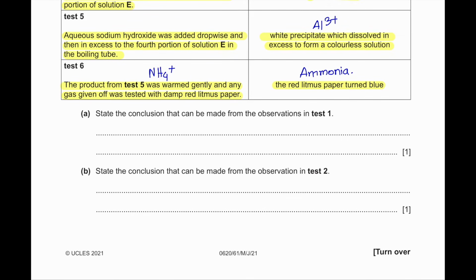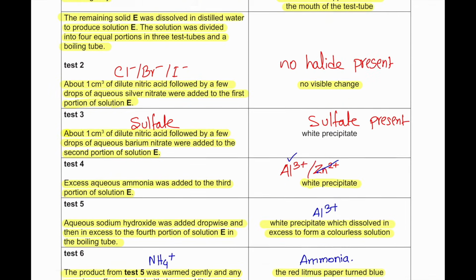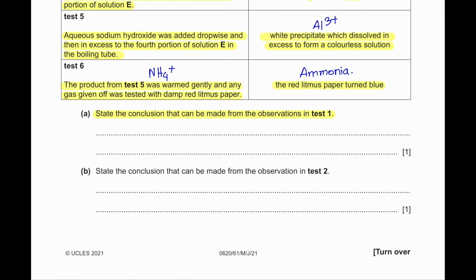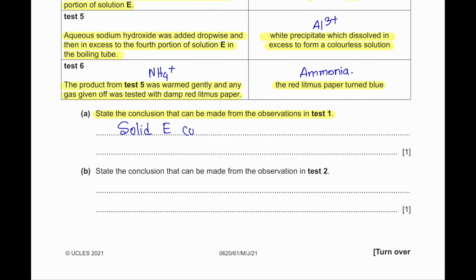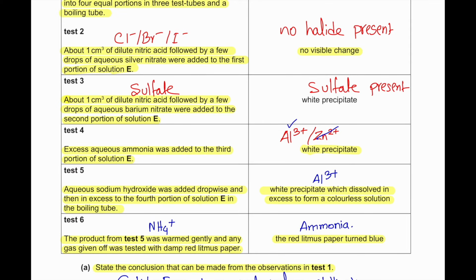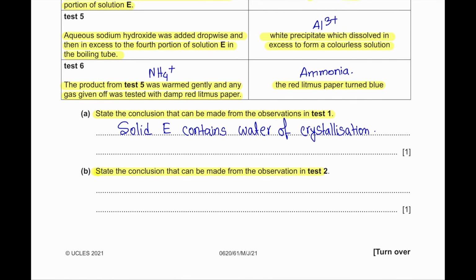Now the question A, state the conclusion that can be made from the observation in test 1. So we can say from test 1, the salt contains water of crystallization, or we can say solid E does. Part B, state the conclusion that can be made from the observation in test 2. So test 2, we can say that there is no halide present. So the salt that we are talking of does not contain halide ions.